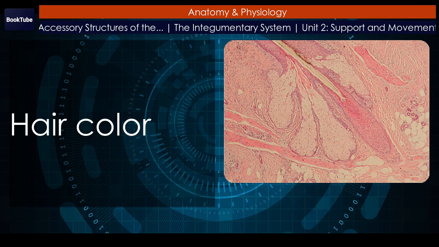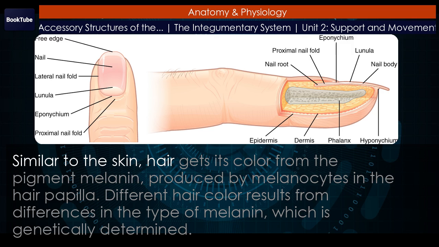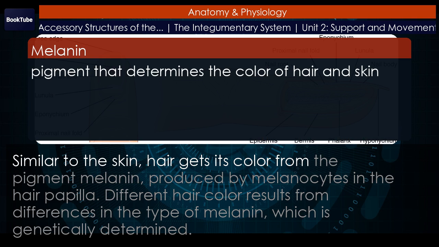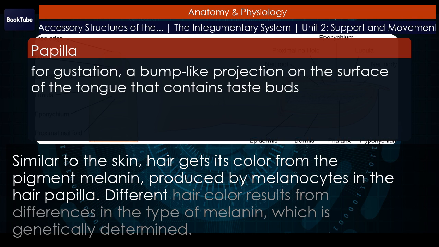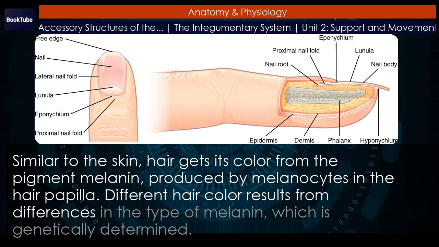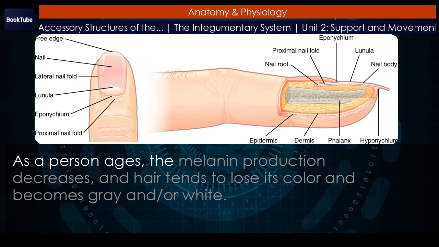Hair color. Similar to the skin, hair gets its color from the pigment melanin, produced by melanocytes in the hair papilla. Different hair color results from differences in the type of melanin, which is genetically determined. As a person ages, the melanin production decreases, and hair tends to lose its color and becomes gray and/or white.